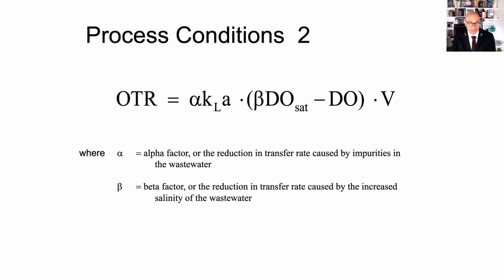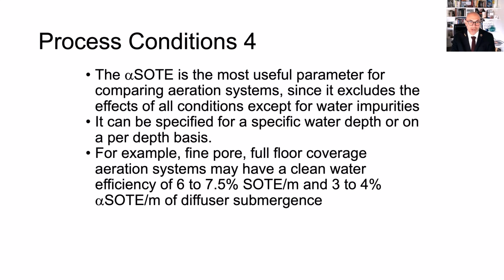And remember that alpha changes over time, over the hour of the day, and over time in operation, because there is a fouling factor. So the OTR will change as a consequence. So we have clean water examples of efficiency. We tend to normalize it per unit submergence of diffusers, not the depth of the tank. The diffuser may be above the floor, right? But it's the depth at which the bubbles are released.